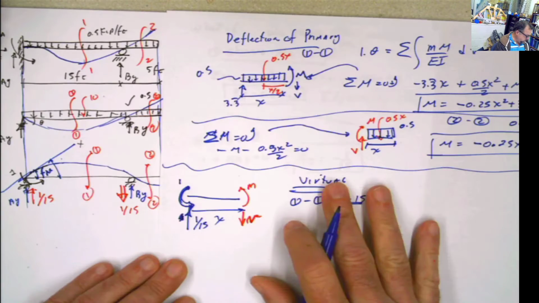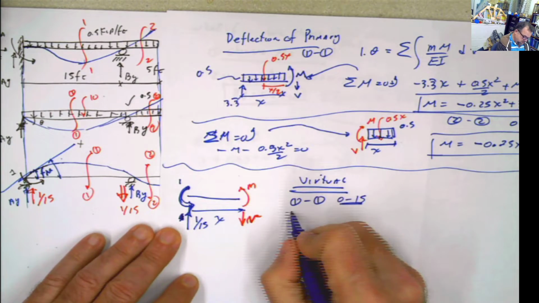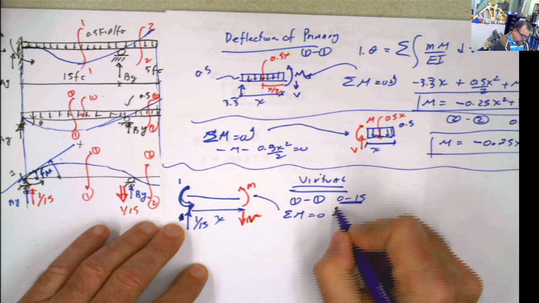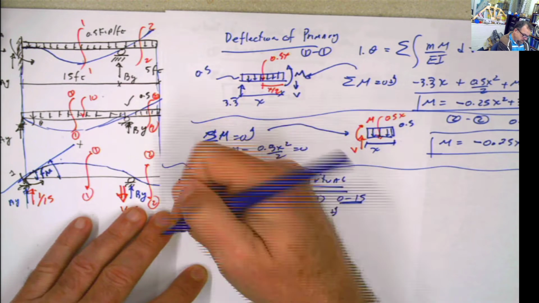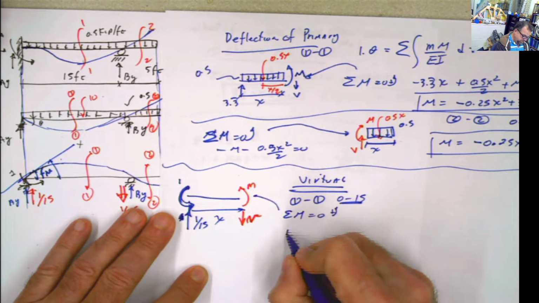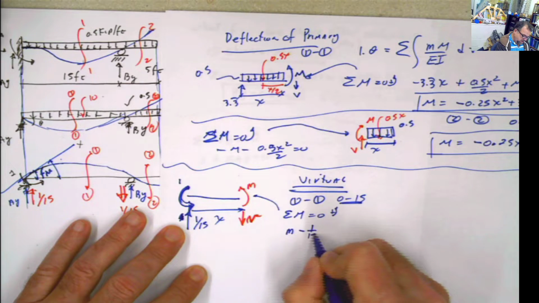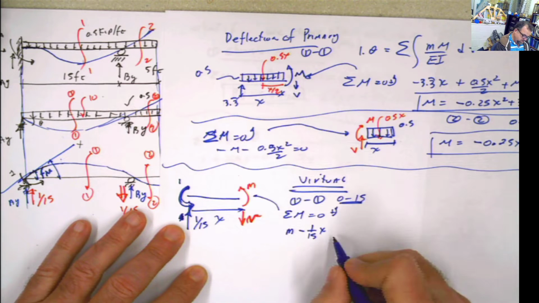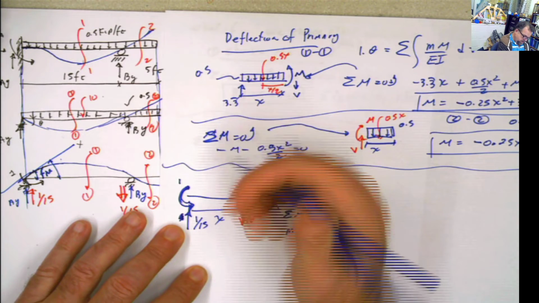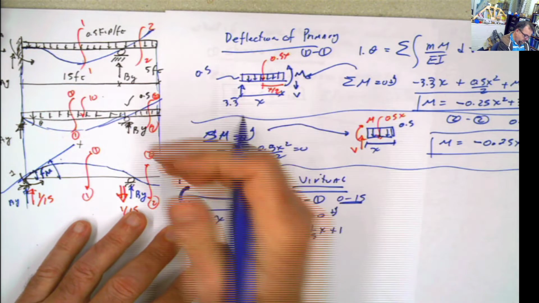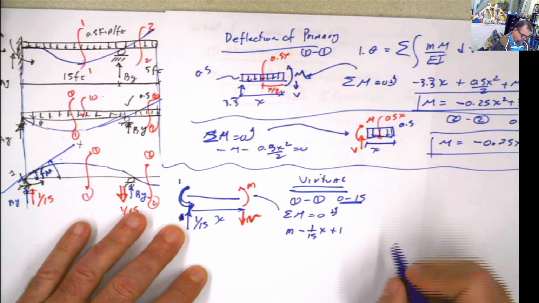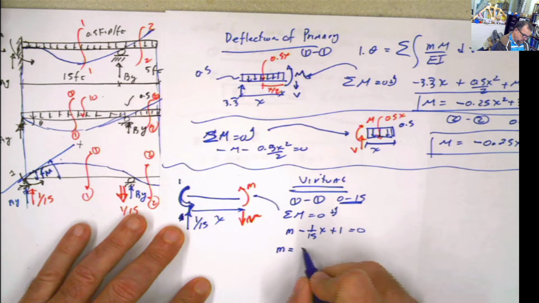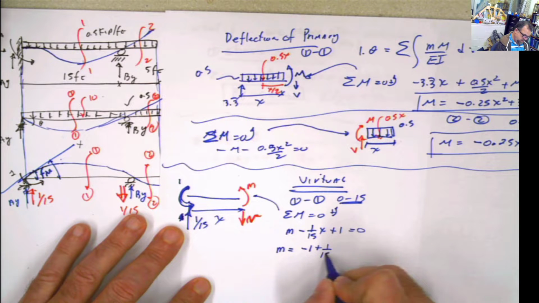So what is this? This is going to be summation of moments right there equals 0 in this direction. So we're going to have m minus 1/15 x plus 1, m minus 1/15 x plus 1 equals 0. So m is going to be equal to negative 1 plus 1 over 15 x.